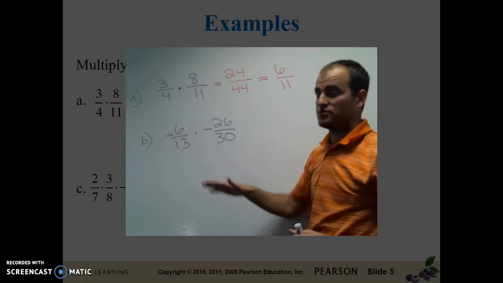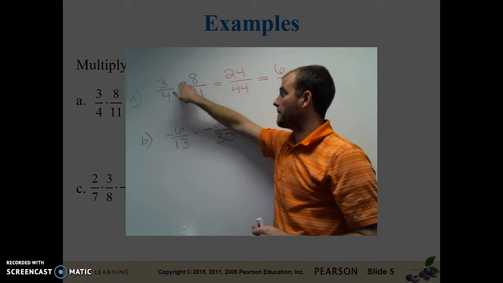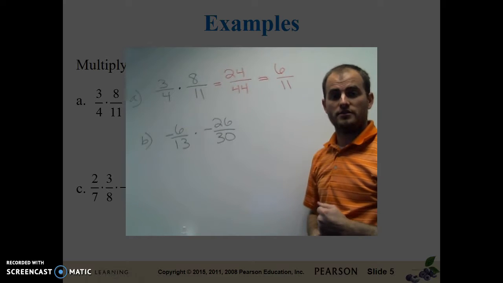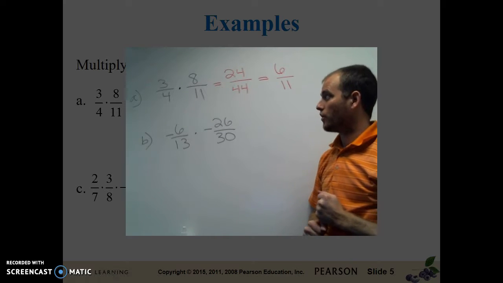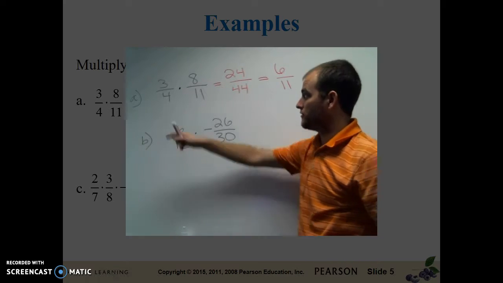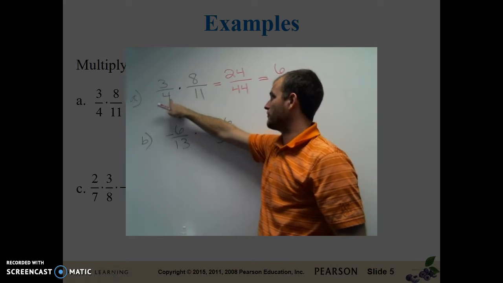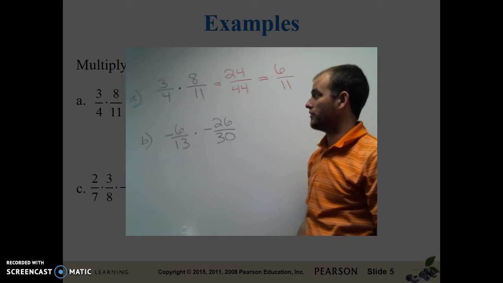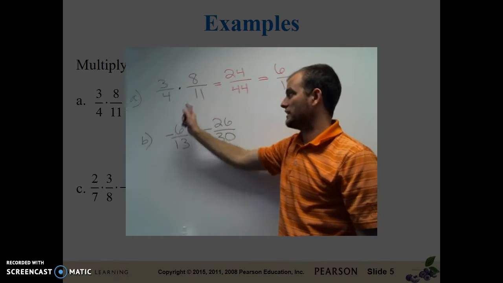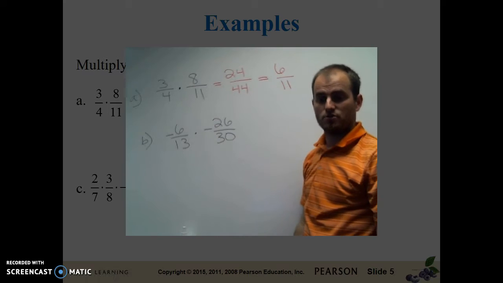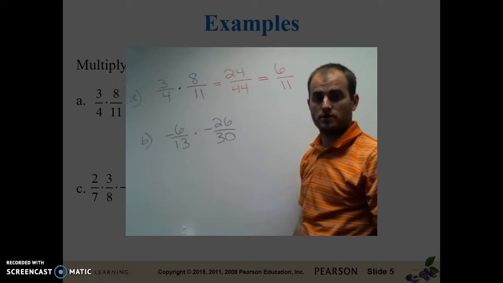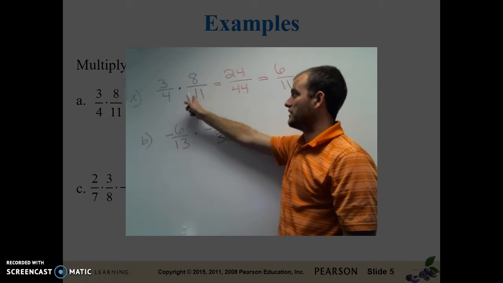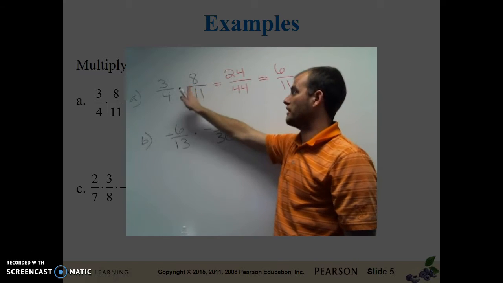And that shortcut says you can simplify any numerator with any denominator before you multiply. So for example, 3 is a numerator, 4 is a denominator. You can't simplify a 3 with a 4. There's nothing that goes into both of them. 3 and 11 cannot be simplified because there's nothing that goes into both 3 and 11 besides 1. 8 and 11 can't be reduced. Nothing goes into both 8 and 11.